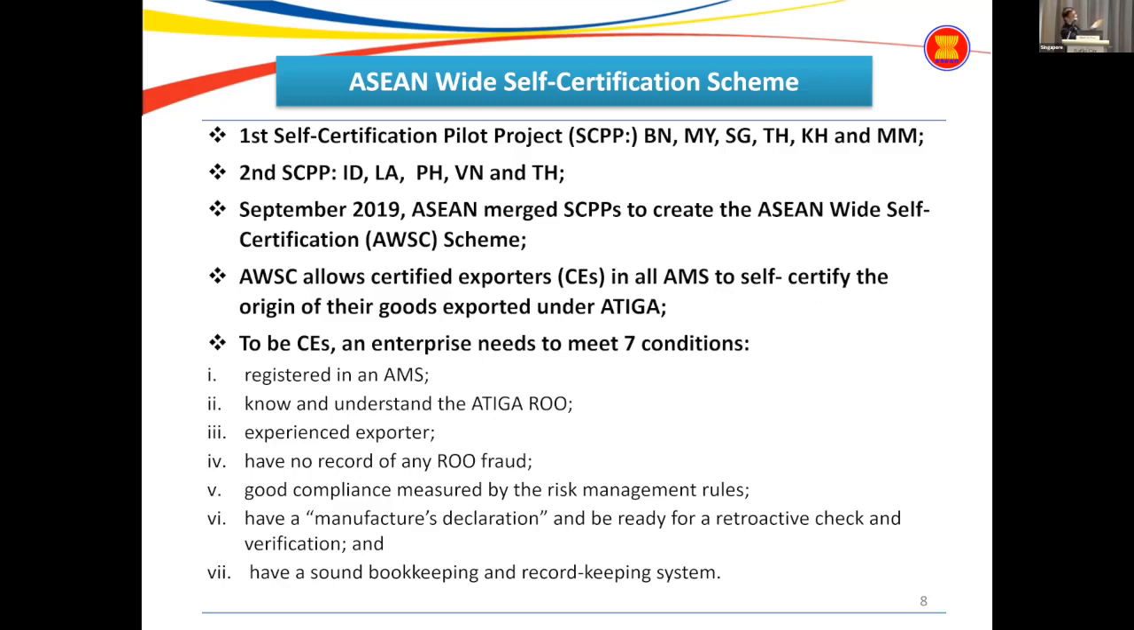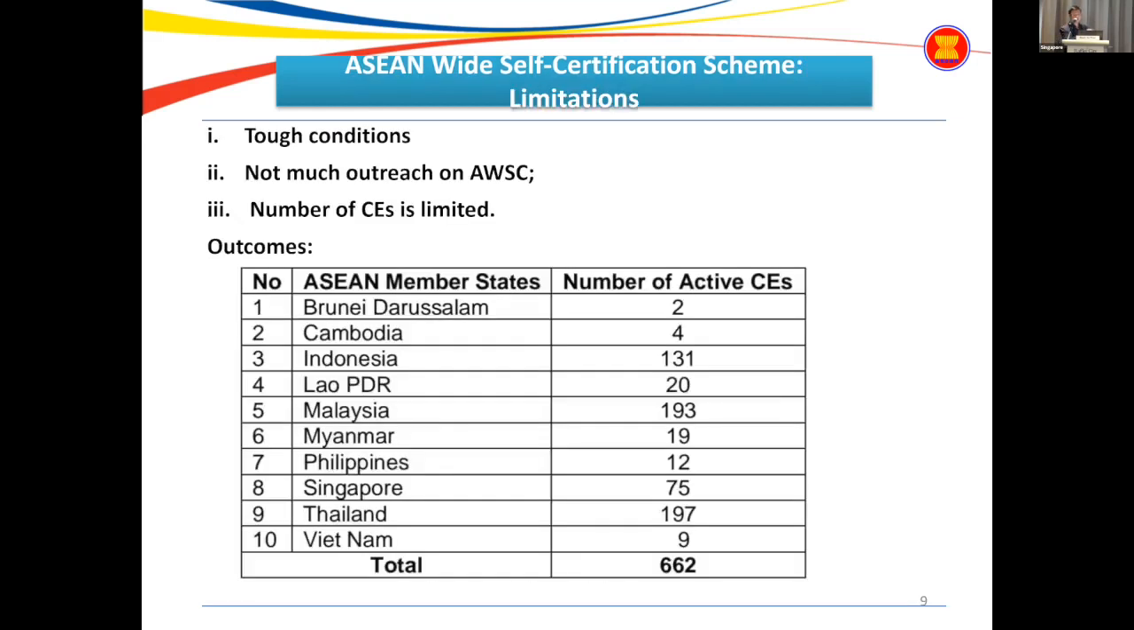As you can see, to be a certified exporter, you need to pass 7 conditions. That's why I say it's not simple. It's not like under CPTPP, where any exporter can certify themselves. Here, you need to be a certified exporter. And when I looked at it, I see that it's not much utilized, even though the mechanism is already there. The first thing is the tough conditions, like the 7 conditions I already introduced. I don't want to go into detail, but you can read about the conditions in a lot of material.